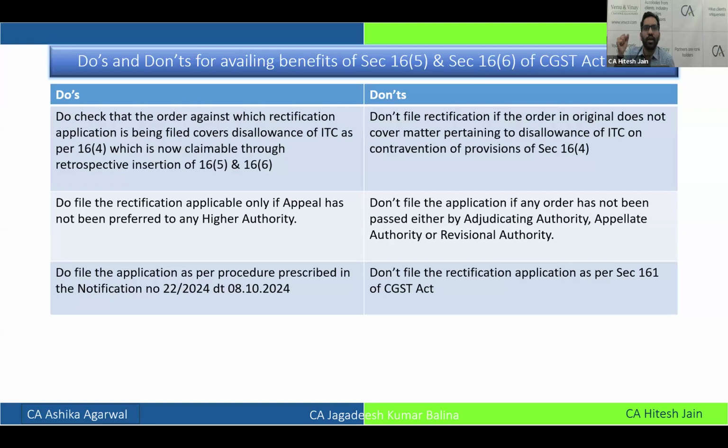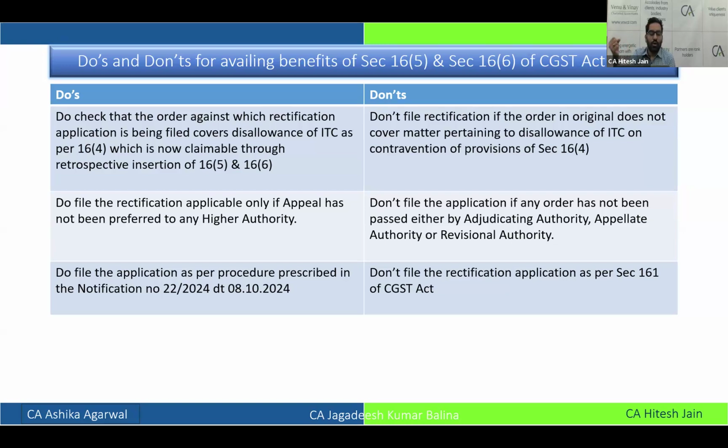Now we should look at some do's and don'ts for availing the benefit of these two subsections. Firstly, what are the do's? We need to check that the order against which the rectification application is being filed covers disallowance of ITC as per 16(4), which is now claimable as per 16(5) or 16(6). If my order pertains to any other subject matter, we don't need to file a rectification application as prescribed in this procedure. We need to be very sure that we apply for this rectification procedure only if my order covers the scenario of 16 subsection 4.